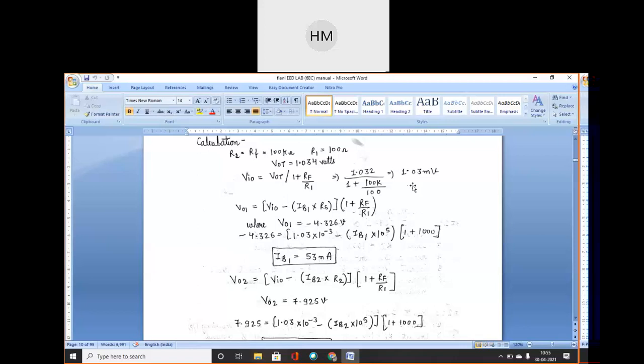You can write down these calculations in your copy, and these values we have calculated from simulating circuit diagrams. Okay.